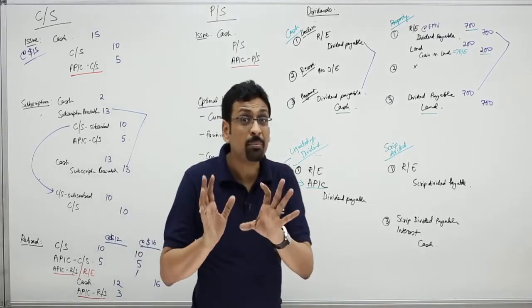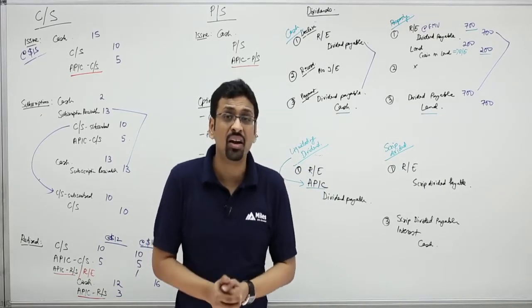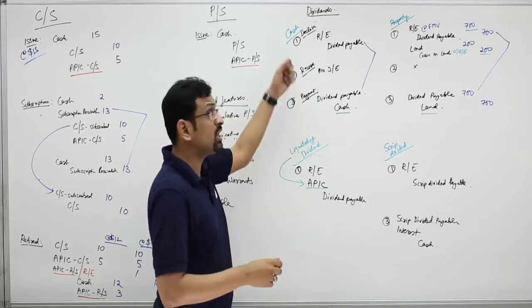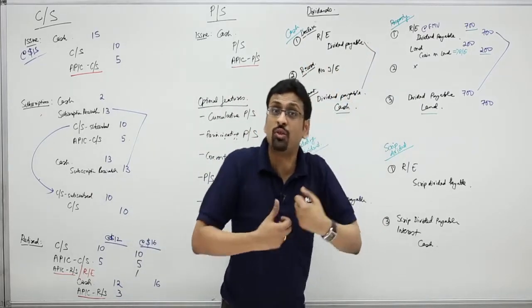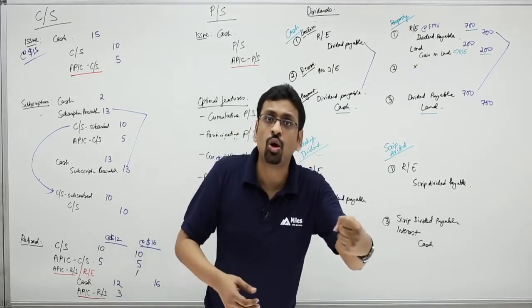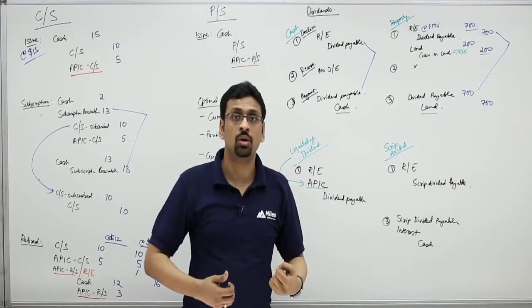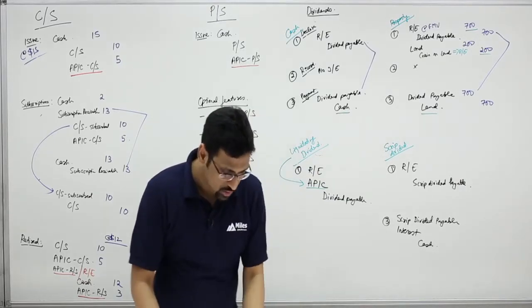Now let's look at something different. The company has retained earnings, but they don't want to give out cash to stockholders, and they don't have any property, or they don't want to give out any of the properties to stockholders. Instead of that, they tell the stockholders, take more stock. That is called a stock dividend. So let's look at that.